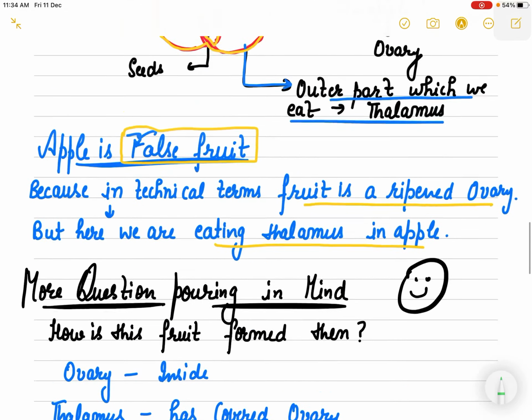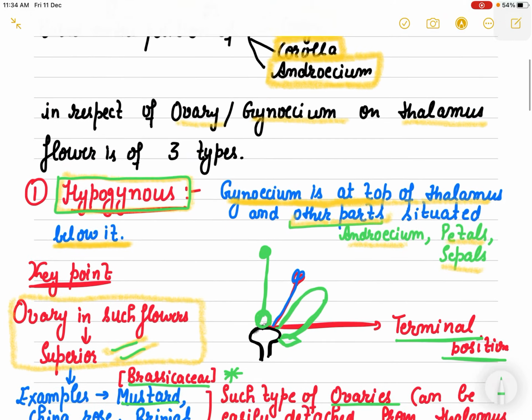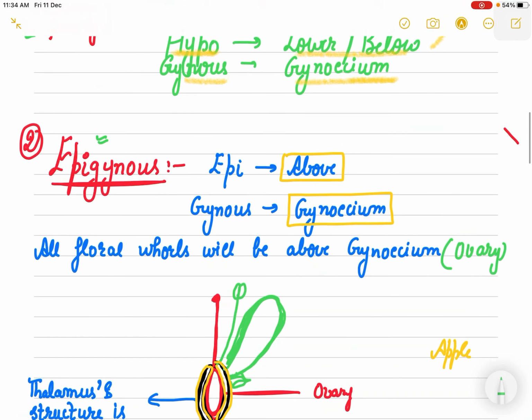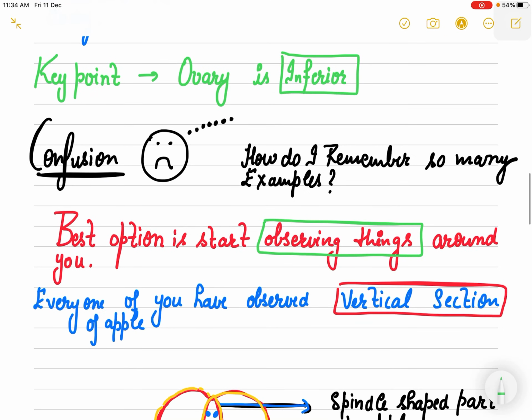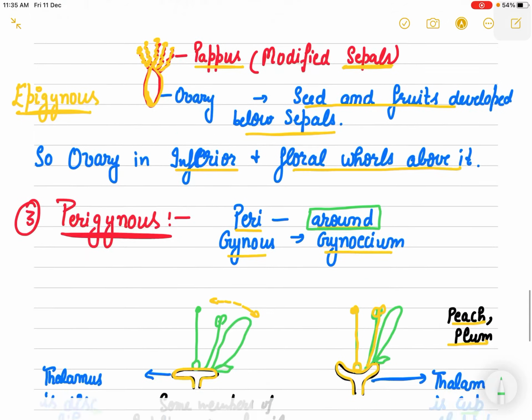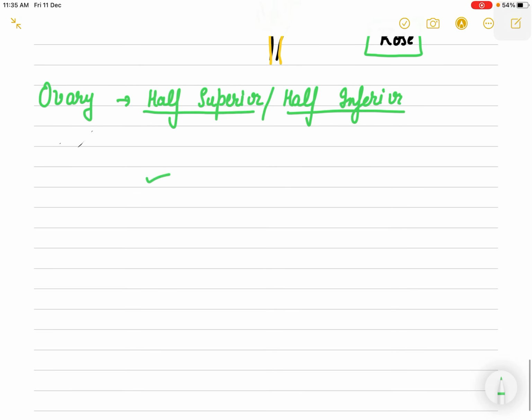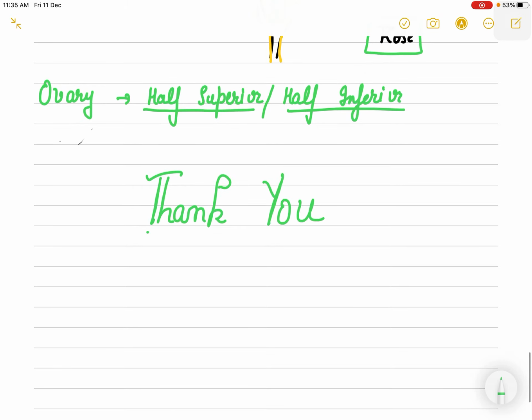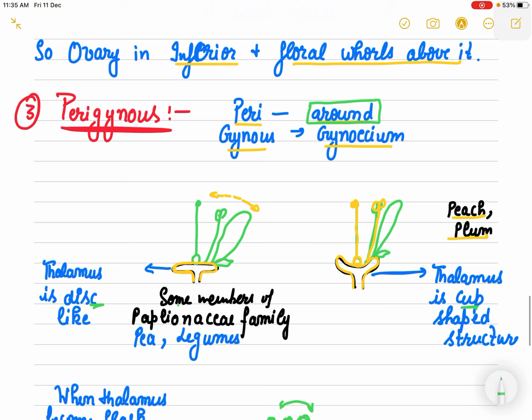So these are the types of flowers which we have discussed today: hypogynous, epigynous, and perigynous. Go through these three types of flowers and solve questions on them, so that any confusion can be removed from your mind, right? Because if you do not solve questions, many times they will confuse you about what the answer should be.